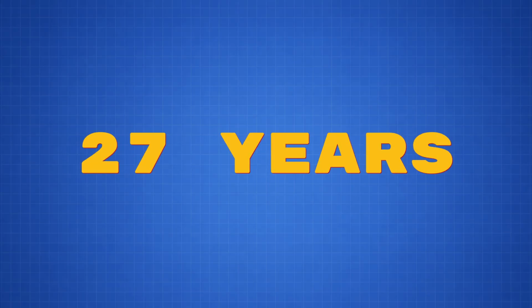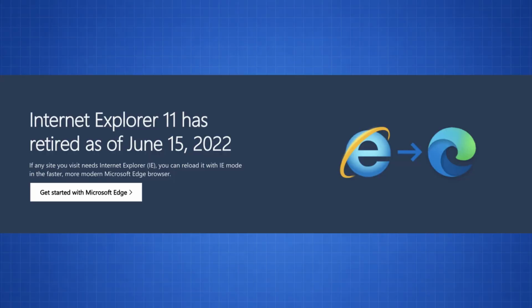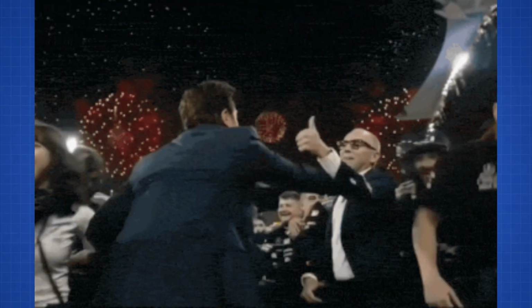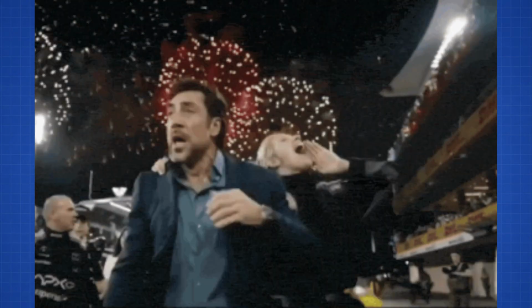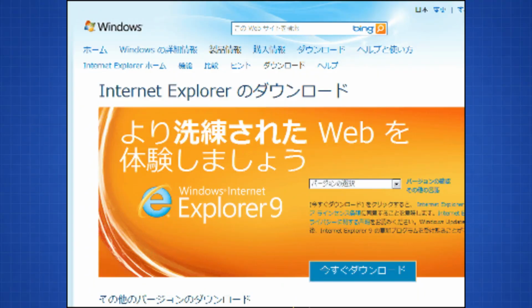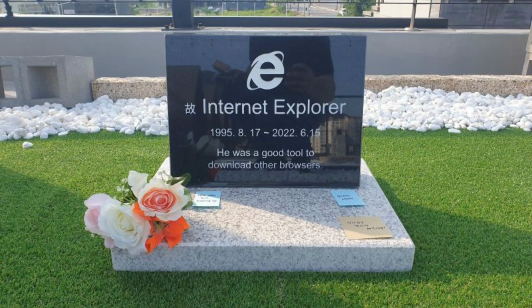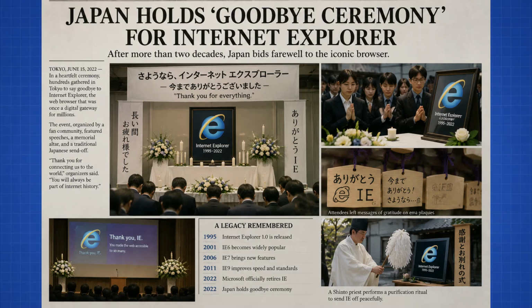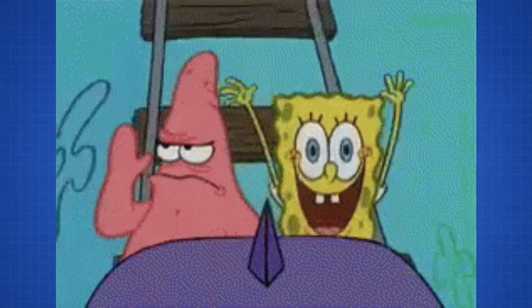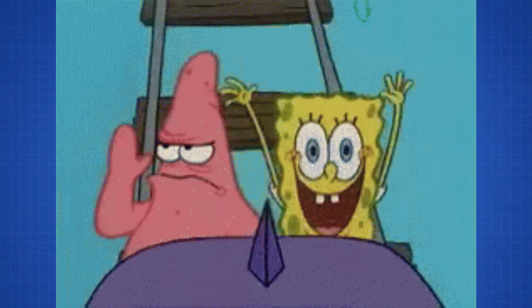On June 15, 2022, after 27 years, Microsoft officially shut down Internet Explorer. That's the dead end. The internet celebrated. Developers who'd spent years fighting Internet Explorer bugs finally got closure. Twitter had a party, though Japan was sad. Internet Explorer had been used by so many government and business systems there that local news covered it like a real event. There were actually goodbye ceremonies for Internet Explorer in Japan. Somehow both the funniest and most touching thing in this whole story.